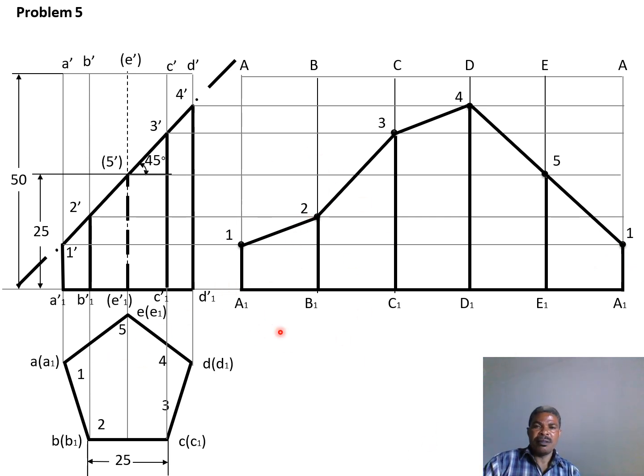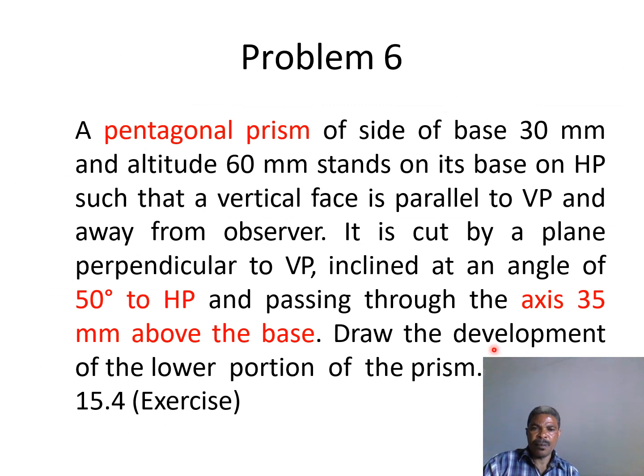That's how one can show the development for a truncated pentagon prism. This one is found on page 15.4 with the altitude of 60 and the base side of the base is 30 millimeters long. So you can see how to go. They resemble very much, but here the axis is 35 millimeters above the base.